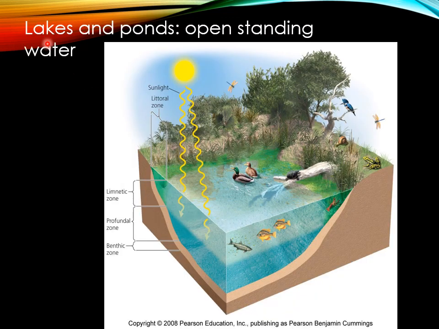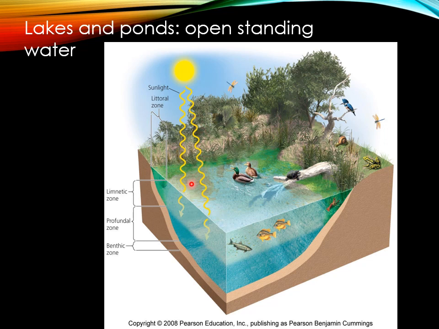All right, then let's move on to lakes and ponds. So this is open standing water, okay? And again, lakes and ponds, same thing as rivers and streams, just a size thing. We generally tend to call smaller areas ponds. One thing I want you to know with ponds is a little bit of the language when we talk about where in the pond things are.